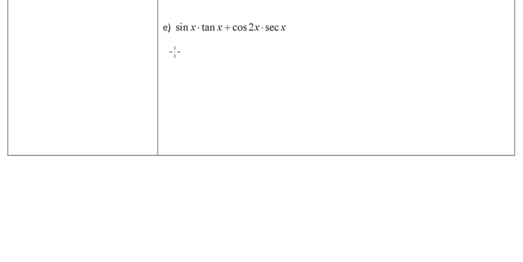So sine of x is just sine of x, times tangent of x, well, that's sine of x divided by cosine of x, plus cosine of 2x. That's going to give us, we learned, cosine squared of x minus sine squared of x. Now that quantity is going to be multiplied by secant, which is 1 over cosine of x.